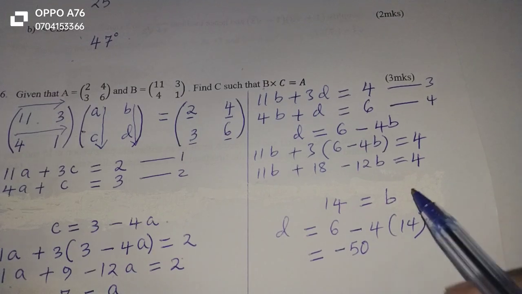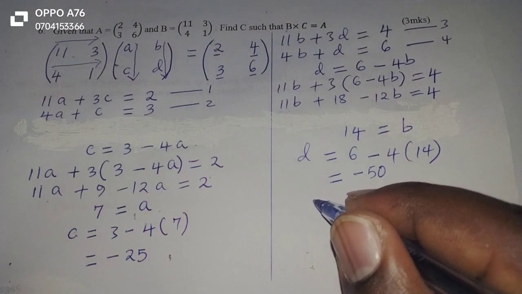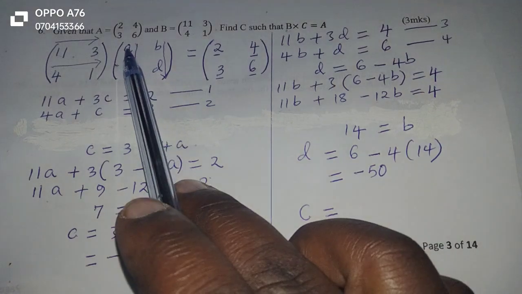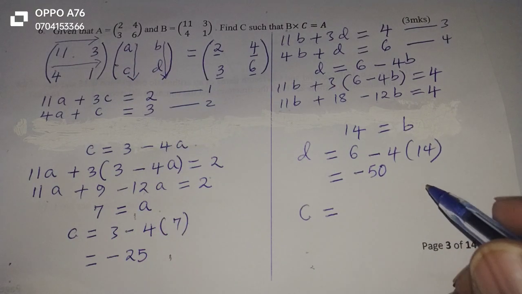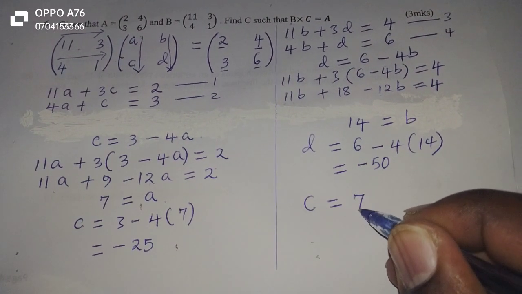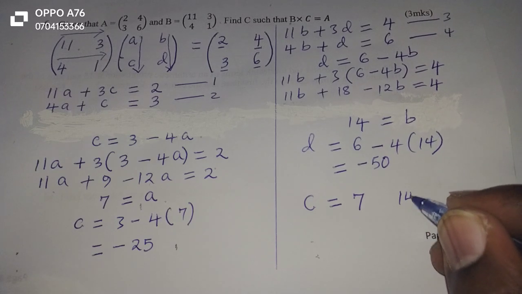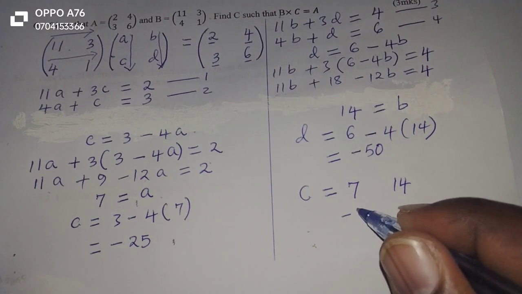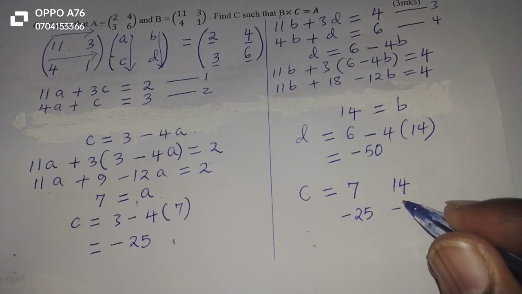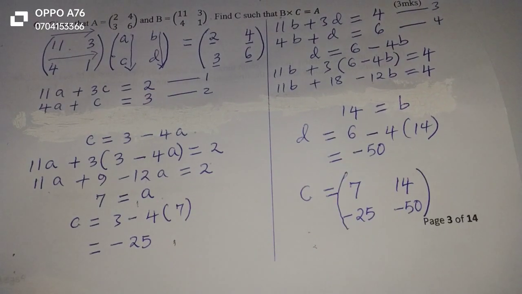So we have A, B, C, D, which means the matrix C can now be expressed as A, B, C, D. So the value of A is 7. The value of B is 14. The value of C, negative 25. And finally, the value of D as negative 50. So now we have the matrix expressed.